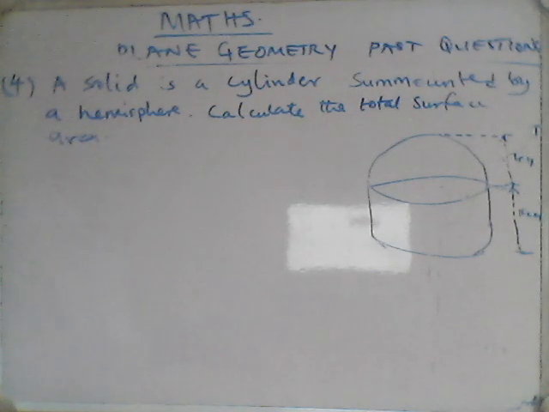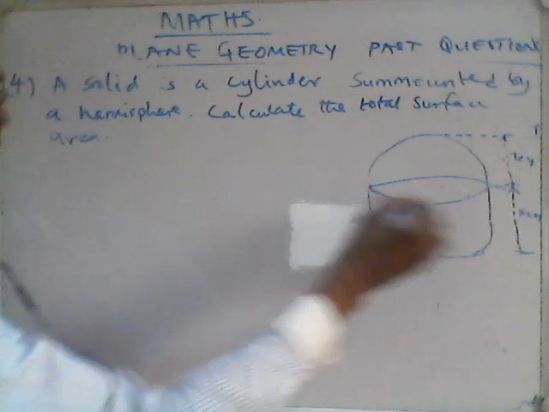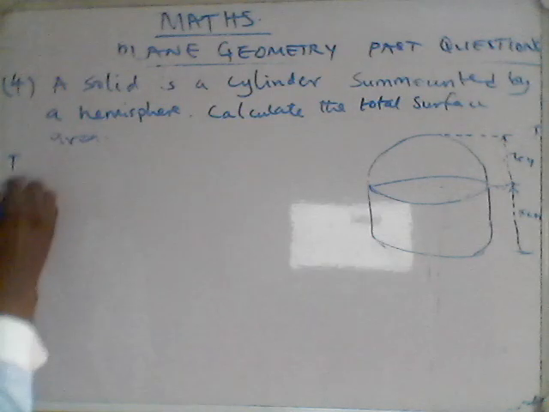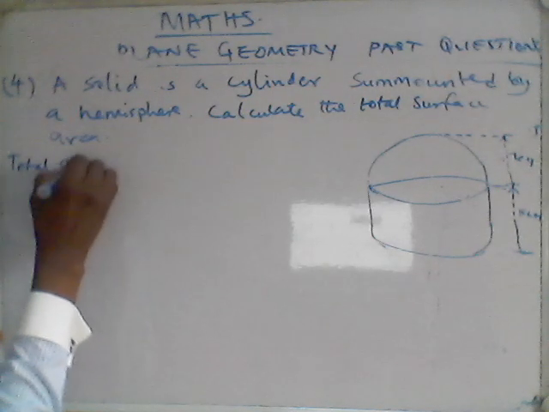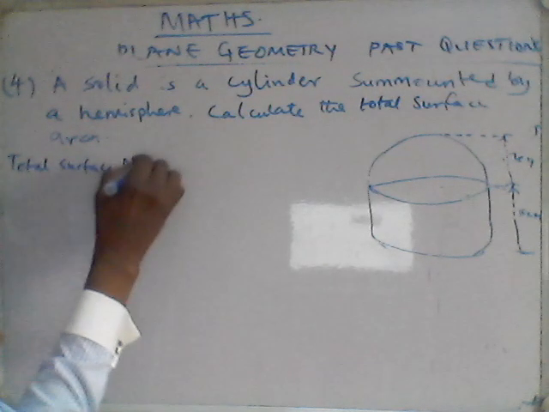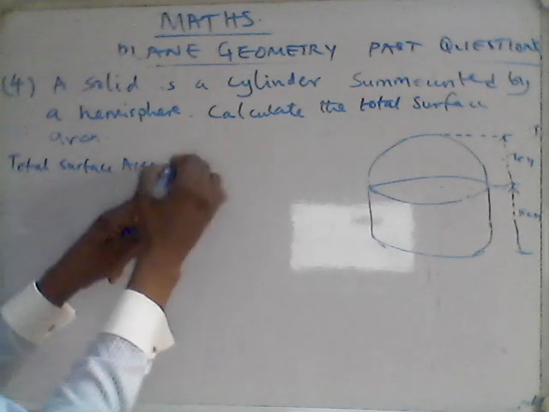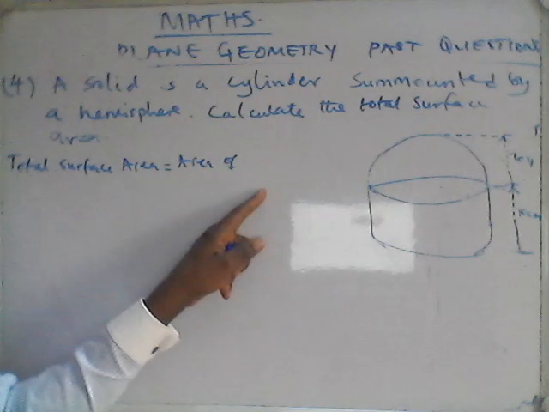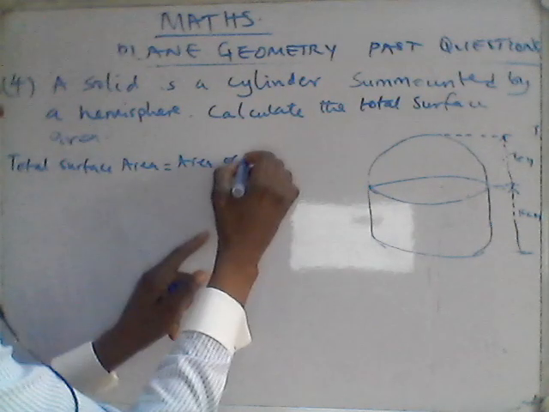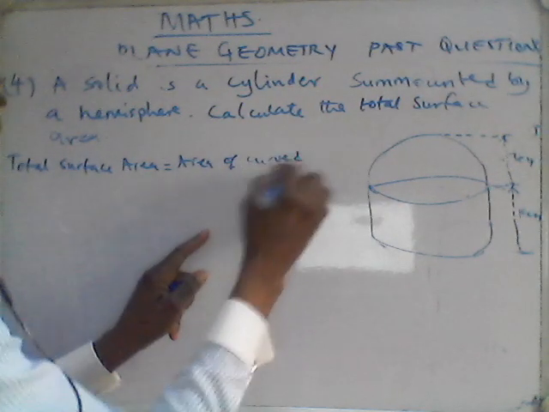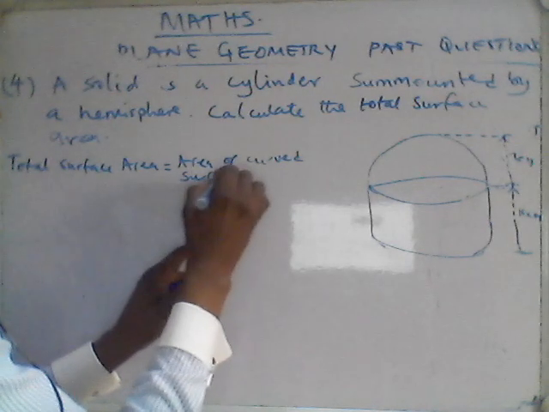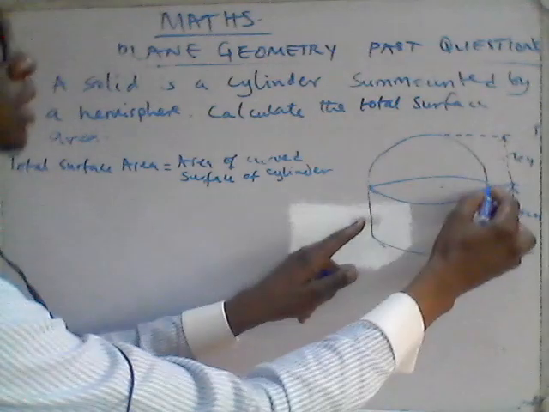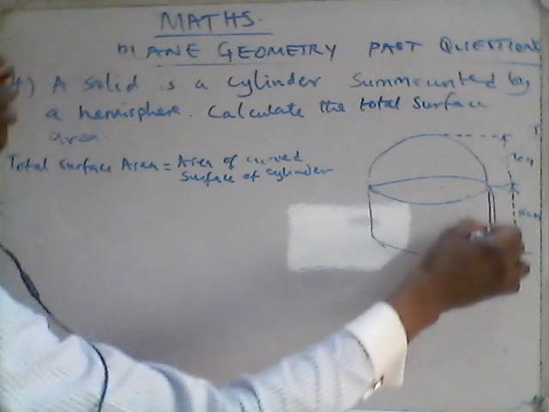The first one is that you have the curved surface of a cylinder. So I'm going to be saying total surface area comprised of area of curved surface of cylinder. Where is it? Which one am I talking about? This one. This is the cylinder. This one, where my marker is drawing like this.